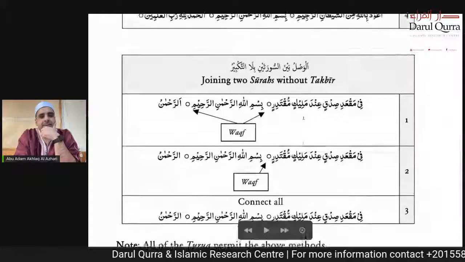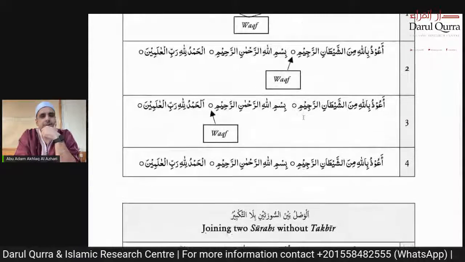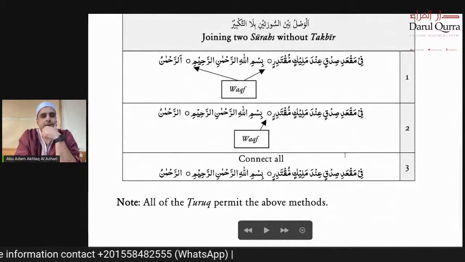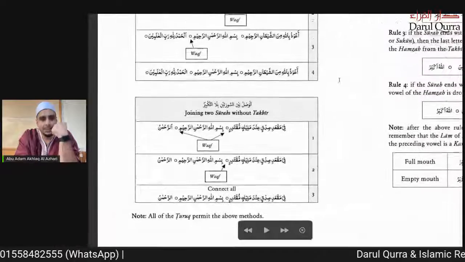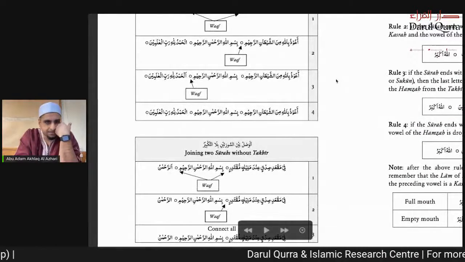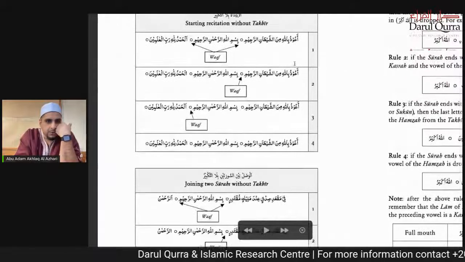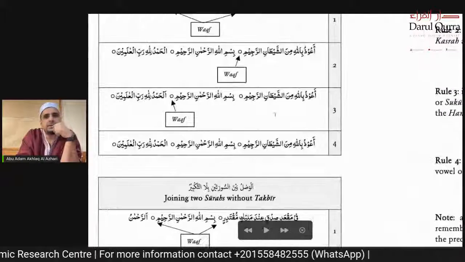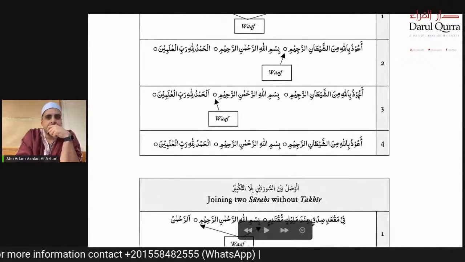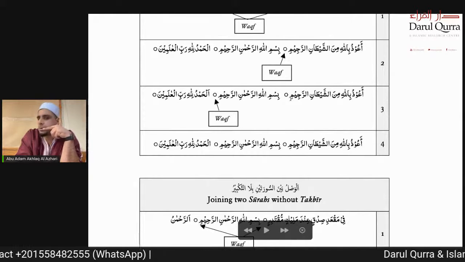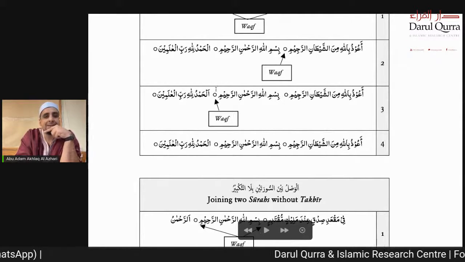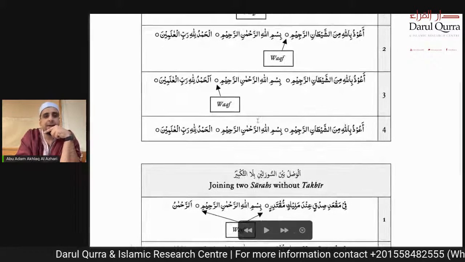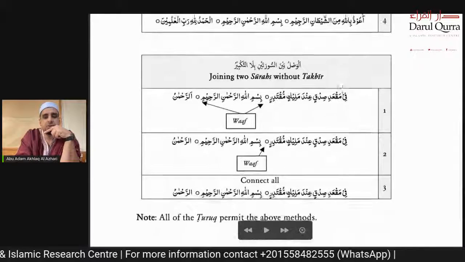Okay, now let's compare this to istia'adha. Here there were four scenarios, and here there are three scenarios. So what is the difference? If you look at scenario number three, where you can recite istia'adha, ta'awwudh, and basmala together and then stop here, this scenario does not exist, or any scenario like it, when you join two surahs together.